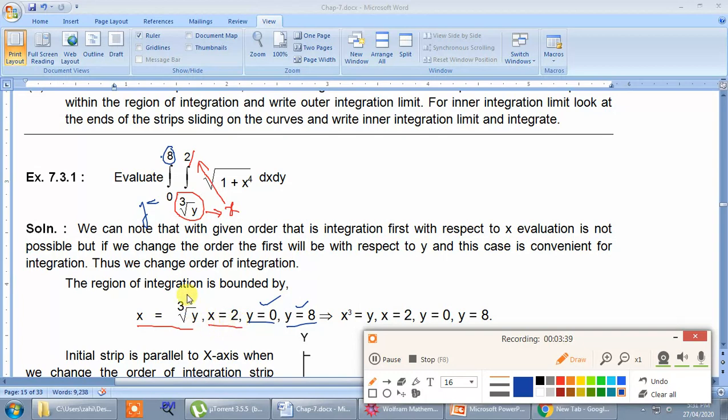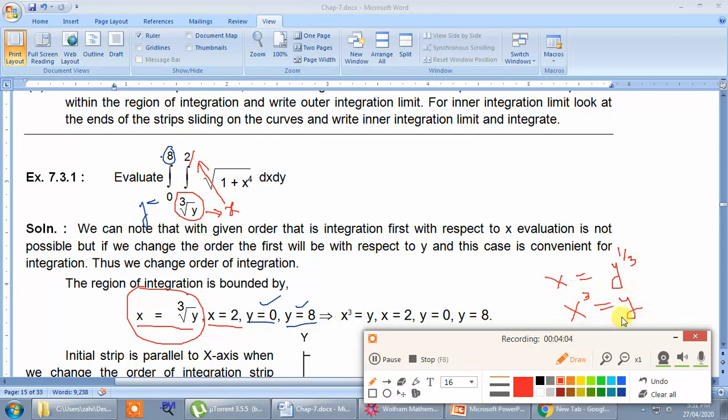Now the only thing that you need to recognize is this curve, x equal to cube root of y. It can be written as x equal to y raised to 1 by 3. Cubing both sides, we get x cubed is equal to y.